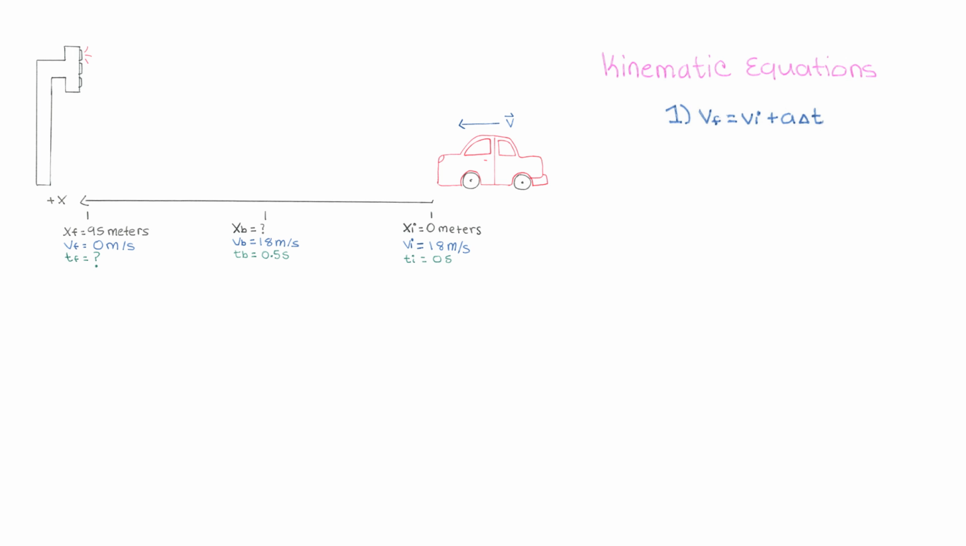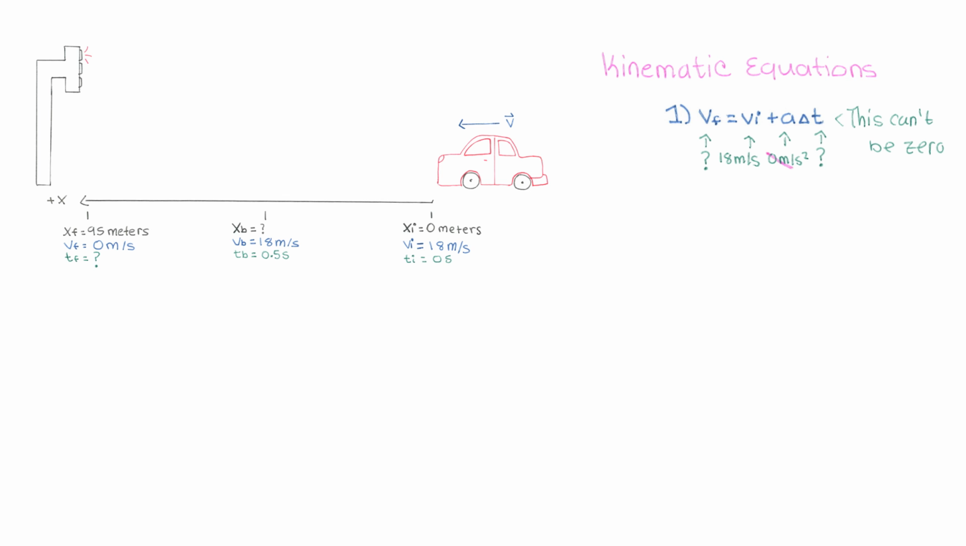We know that the initial velocity is 18 meters per second and the acceleration is constant, so that means it's equal to 0 meters per second squared. We don't know the duration of time or the final velocity. Looks like we have 2 unknowns for this equation. Wait, that doesn't make sense. I thought the car was braking, so acceleration can't equal 0. I think it's because we've been thinking about this wrong.